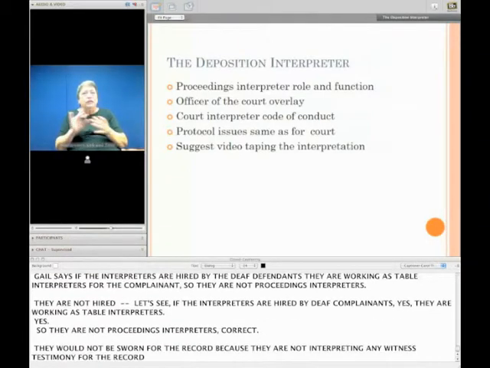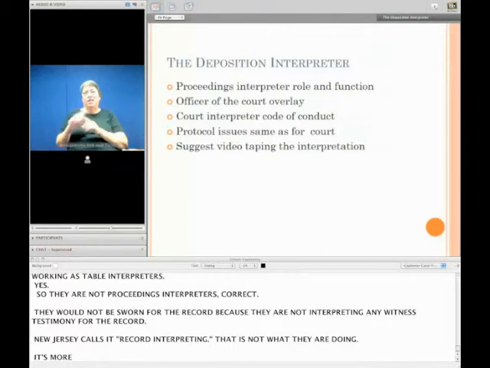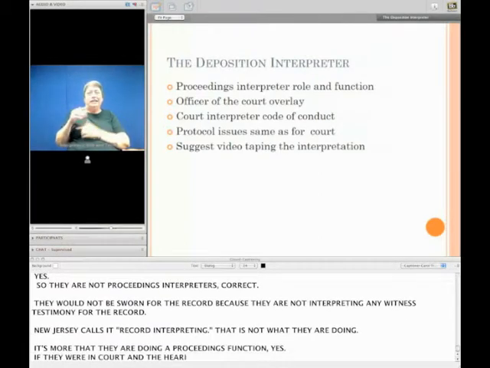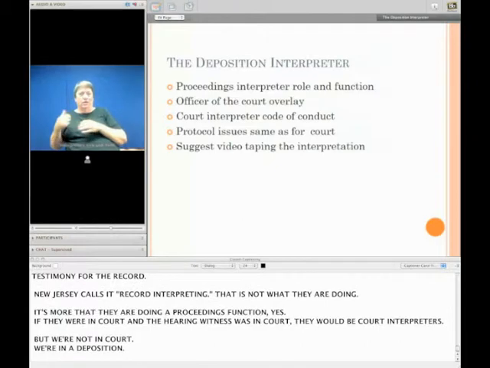New Jersey calls it record interpreting. That's not what they're doing. It's more like they are doing a proceedings function, yes. If they were in court and the hearing witness was in court, they would be court interpreters. But we're not in court. We're in a deposition.